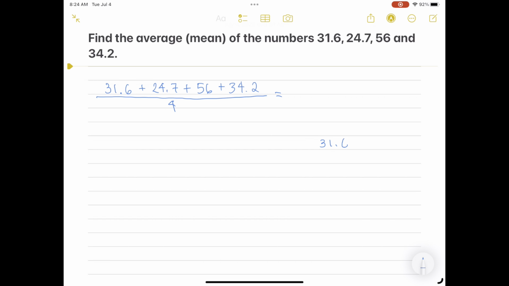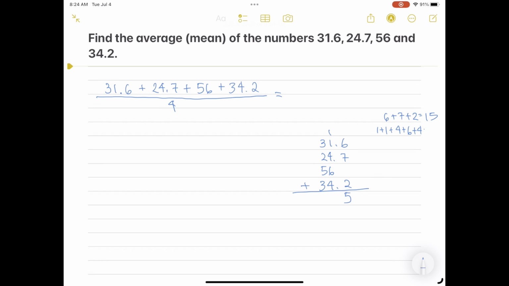So first we do the addition. 31.6 plus 24.7 plus 56 plus 34.2. We write out that calculation, line up the decimal points, and line up the place values accordingly. We first add up the numbers on the right-hand column. 6 plus 7 plus 2 equals 15. Write down 5, carry 1.